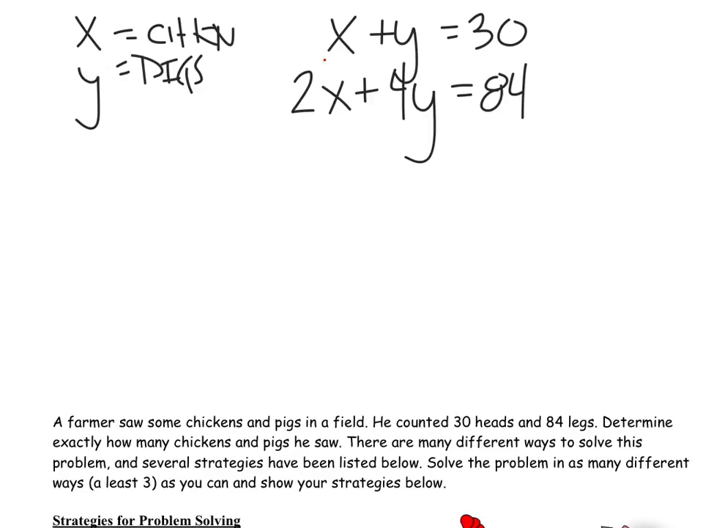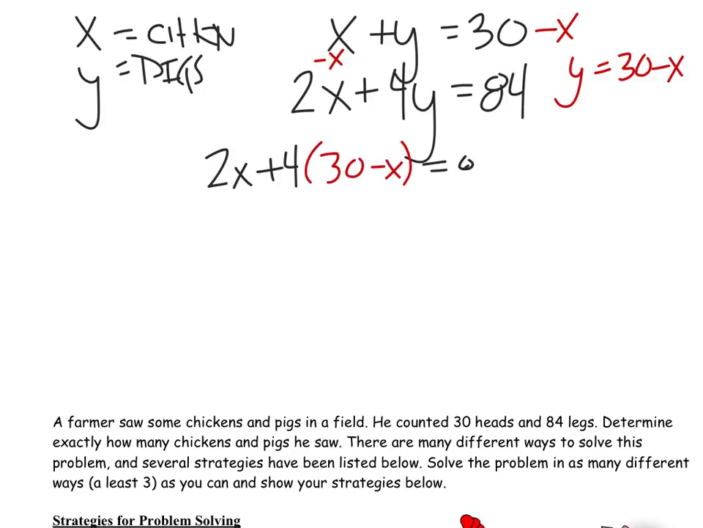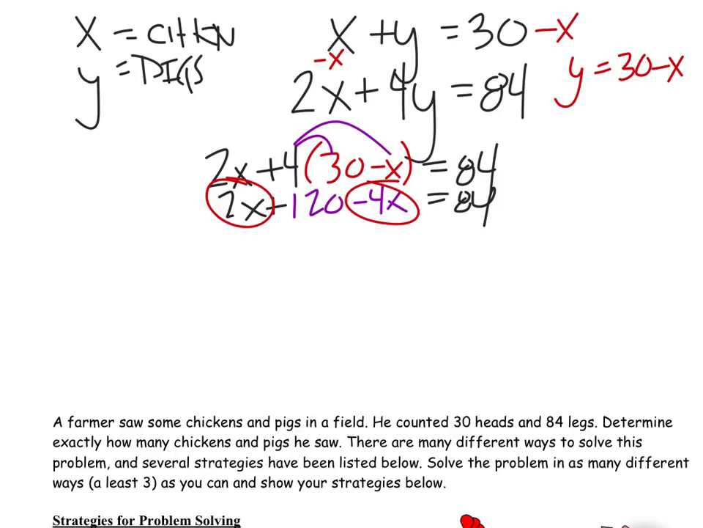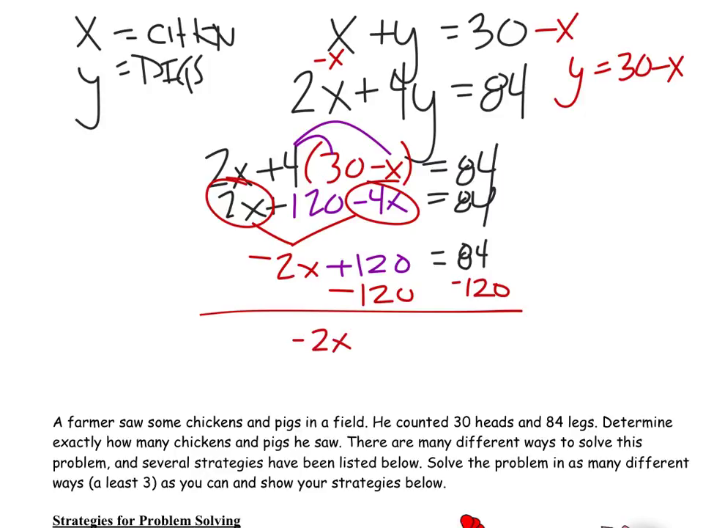Now this top equation, if I subtract x from both sides, then I get y equals 30 minus x. Now I can replace that y in the other equation. So I got 2x plus 4 times 30 minus x equals 84. To solve this, I distribute the 4, so I got 2x plus 120 minus 4x equals 84. Combining like terms, I get negative 2x plus 120 equals 84. Then subtract 120 from both sides, and I got negative 2x equals negative 36. Divide both sides by negative 2, and we see that x is 18, which is what we found already.